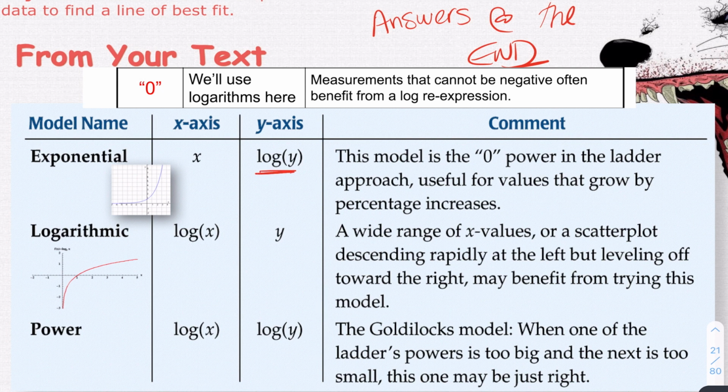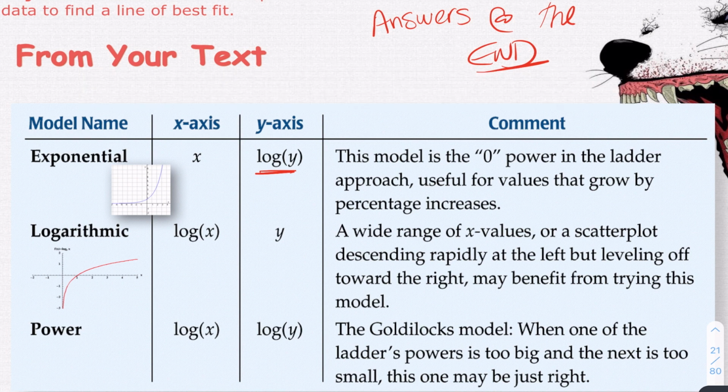value. If you have a logarithmic function, it's generally graphing exponents. So a wide range of x values, or a scatter descending rapidly at the left but leveling off towards the right, may benefit from trying out a log model. Versus the power model, which is like the Goldilocks model, when one of the ladder powers is too big and the next is too small, we might want to try taking the log of both sides.